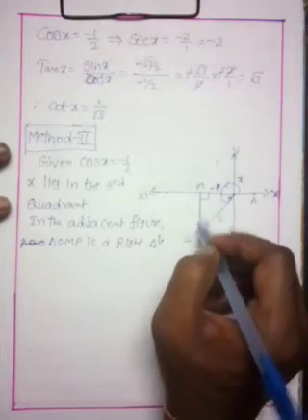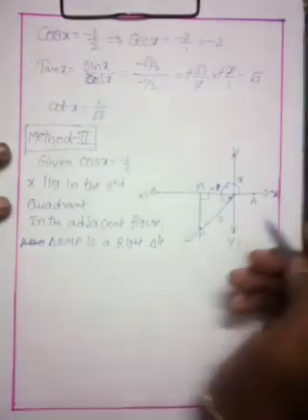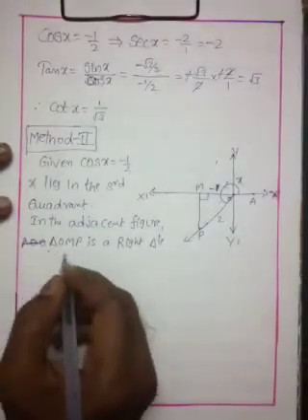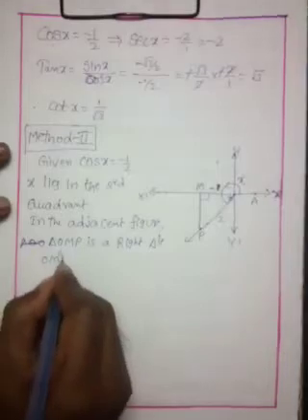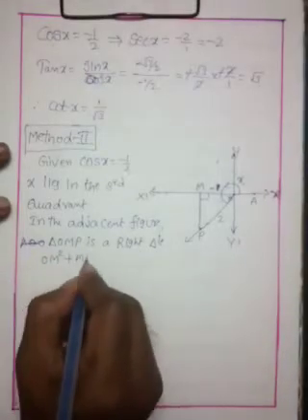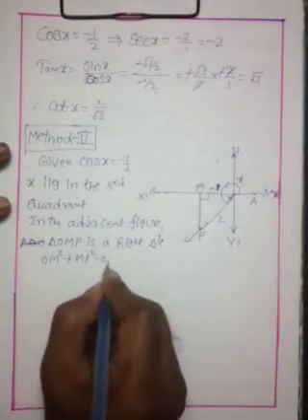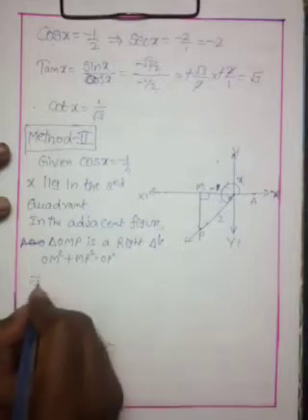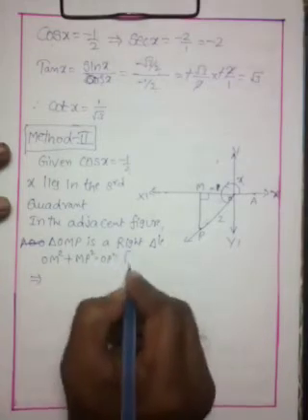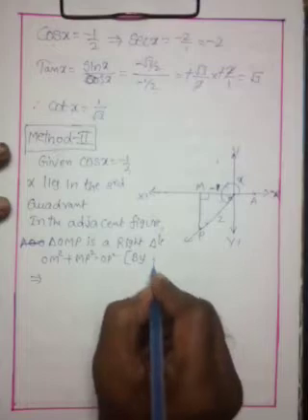Now we have to find this side. Then we use the Pythagoras theorem. OM square plus MP square is equal to OP square. Understood this step, my children? By Pythagoras theorem.